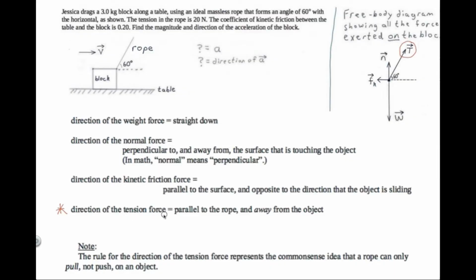The tension force exerted by a rope on an object points parallel to the rope and away from the object. So, the tension force exerted by the rope on the block points parallel to the rope and away from the block, like so. You should pause the video and memorize these 4 rules for determining the directions of the weight force, normal force, kinetic friction force, and tension force.